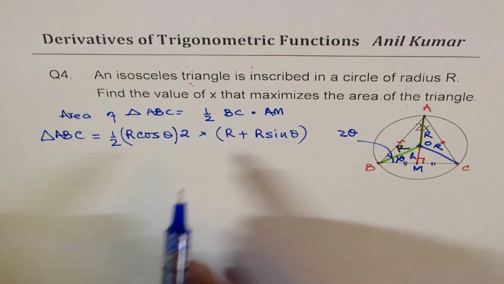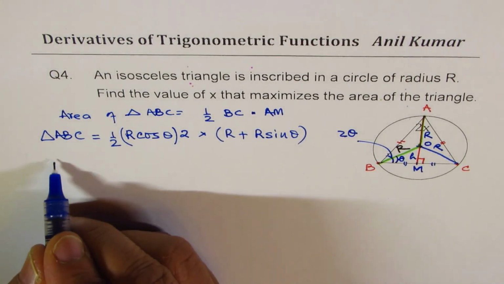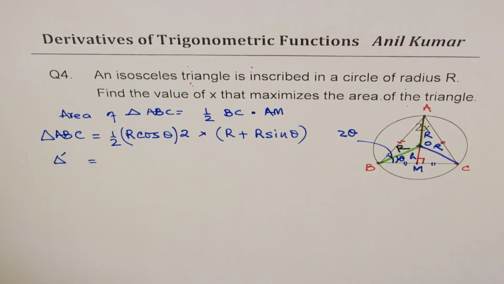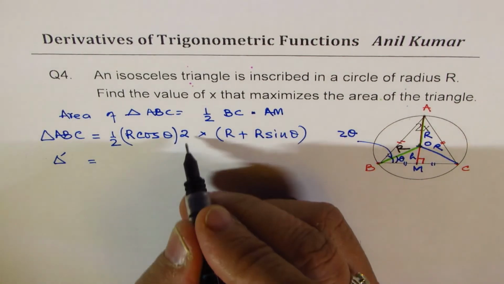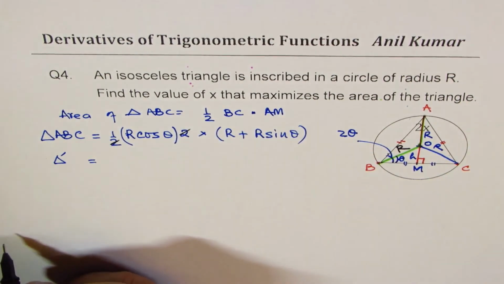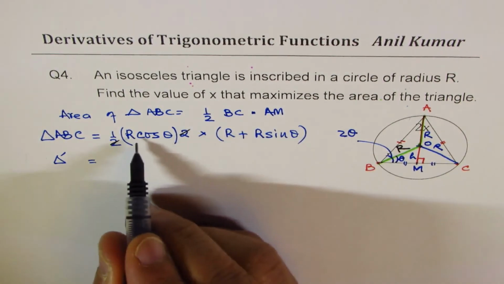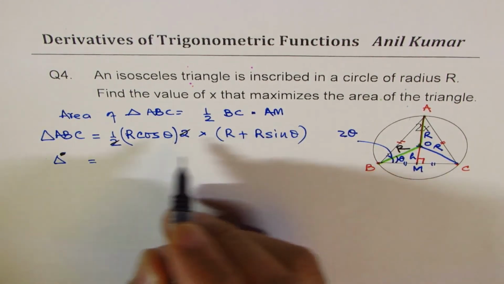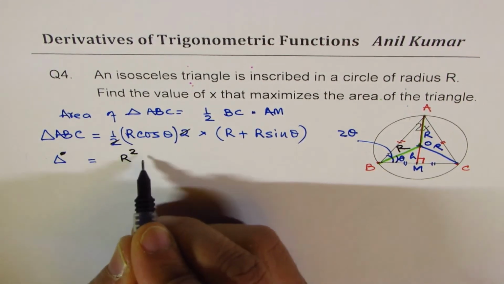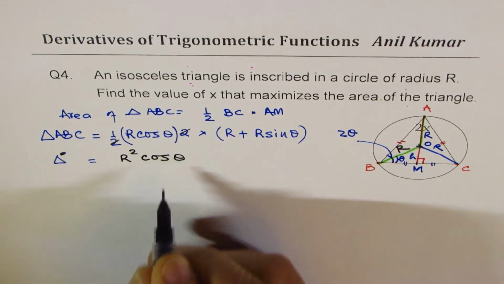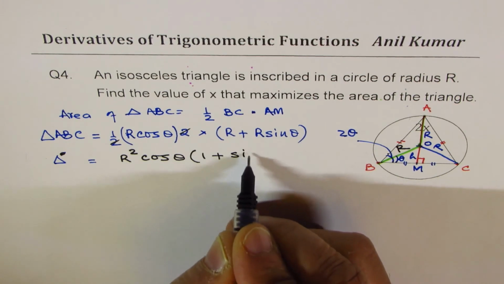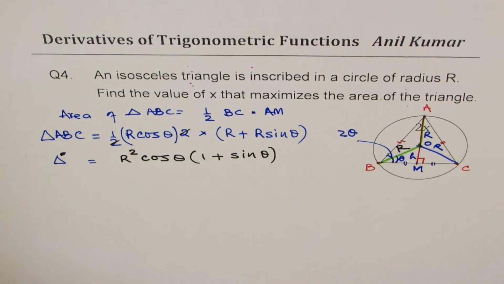Now to find the maximum area, we'll take the derivative of this area, right? Let's simplify this expression first. 2 and 2 will cancel, and we can take R common. So before taking the derivative, let me simplify this. We have R square cos theta times 1 plus sin theta. Correct? I hope this is clear to you, right?